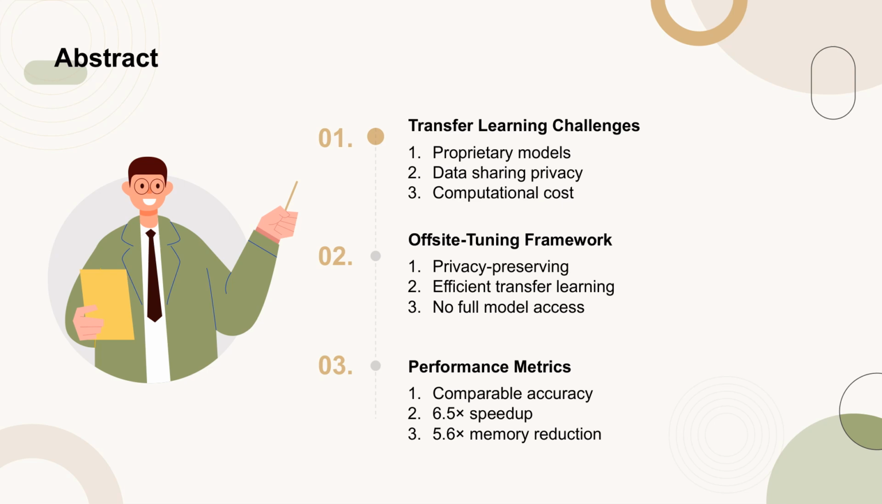To address these issues, the authors propose Offsite-Tuning, a framework that allows for efficient and privacy-preserving transfer learning without requiring access to the full model. This method involves the model owner sending a lightweight adapter and a lossy compressed emulator to the data owner, who then fine-tunes the adapter. The results show that offsite-tuning can achieve comparable accuracy to full model fine-tuning, with significant improvements in speed and memory usage.